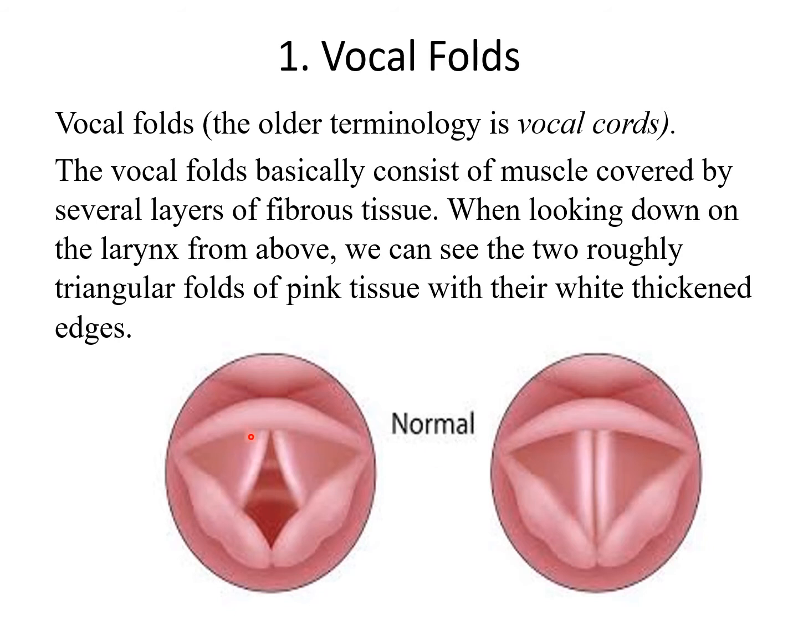In the left side picture, you can see these vocal folds are open, and in the right side picture, vocal folds are closed. We can see a triangular shape of folds, and these are the pink tissues, and these have white edges. This is called vocal folds.